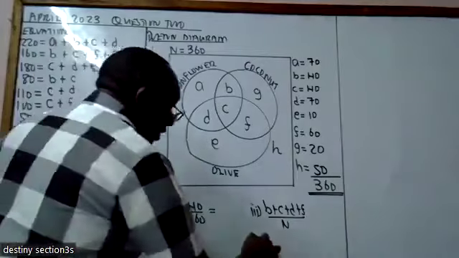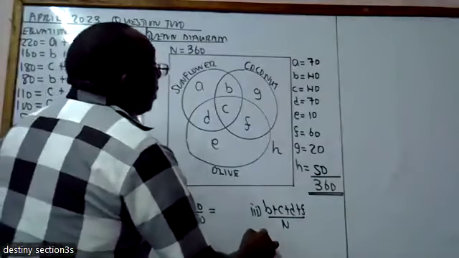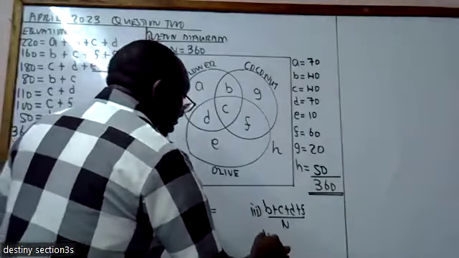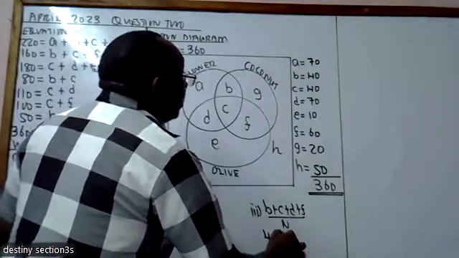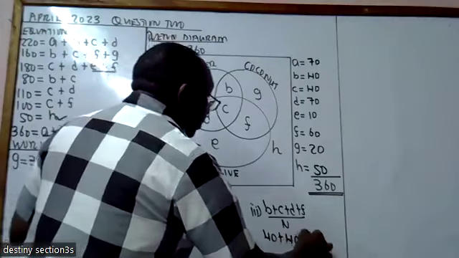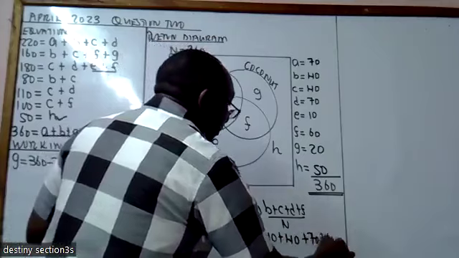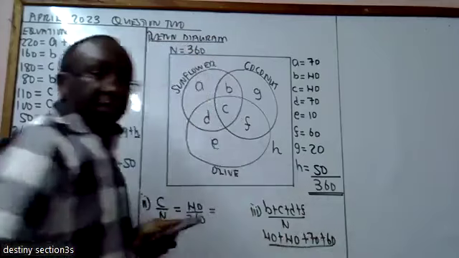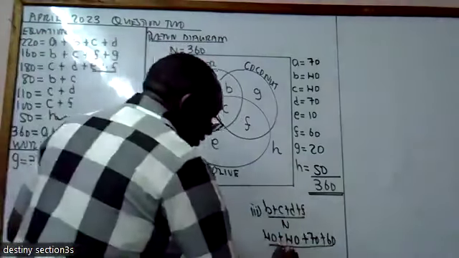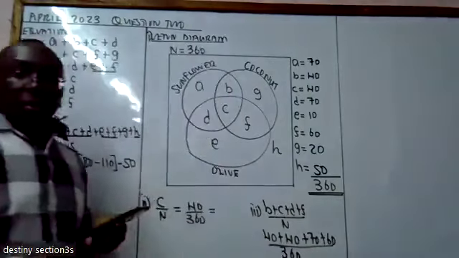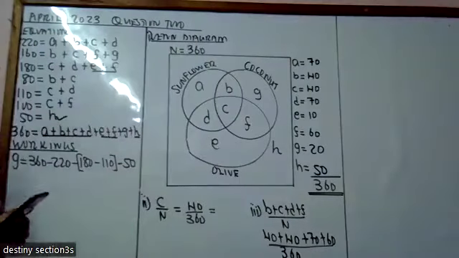So now here they will say it is 40 plus 40 plus 70 plus 60. All these you divide by 360.